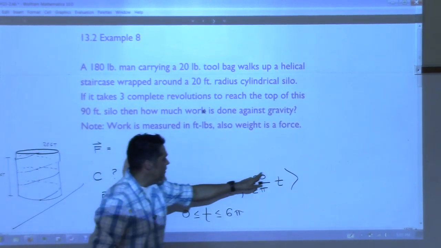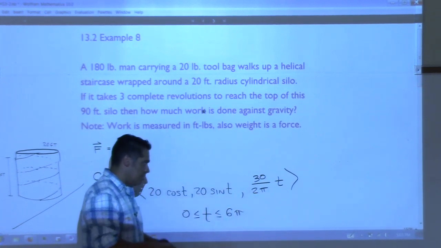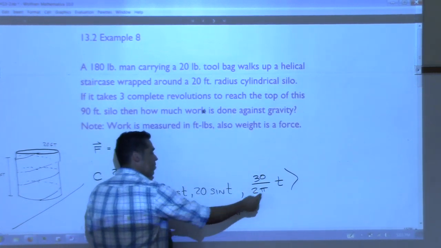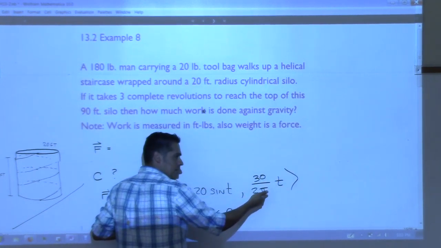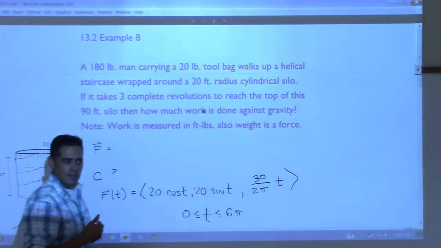So this is linear. At 0, you're at 0, so you're on the ground. And at 6 pi, if you plug 6 pi in here, 6 pi over 2 pi gives you 3. And 3 times 30 gives you 90.